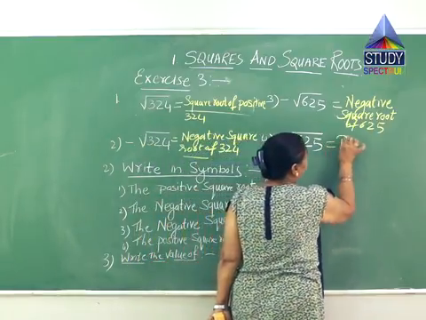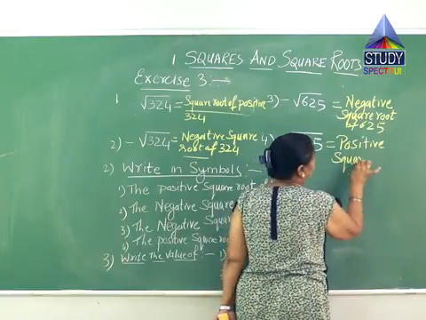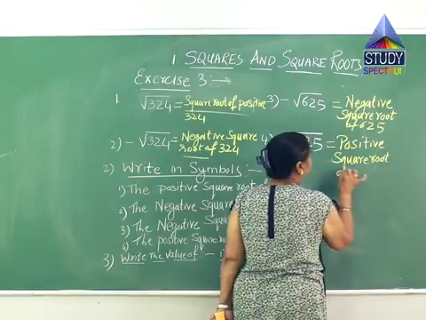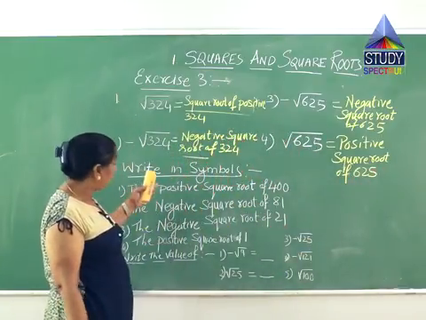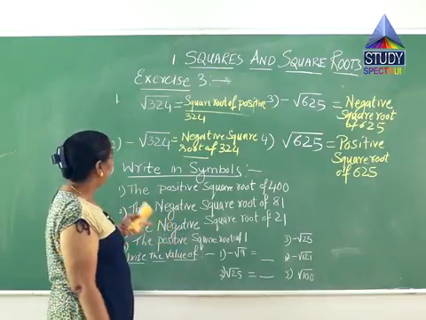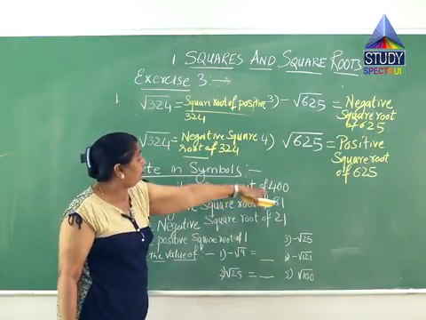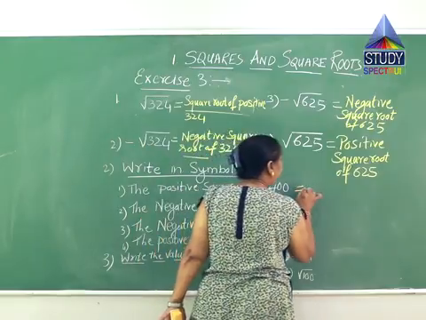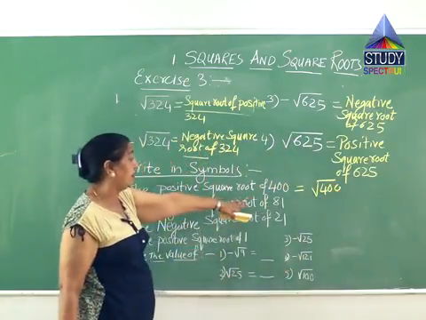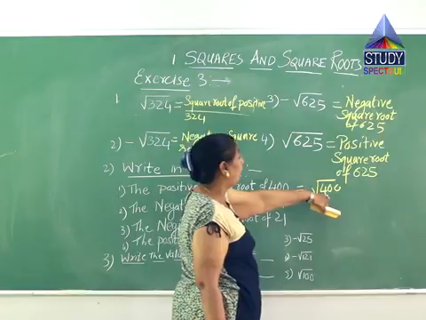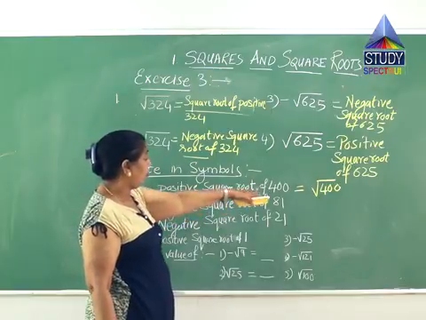So you will read as positive square root of 625. The next question is, it is given in words and you have to write in symbol form. So the first is the positive square root of 400. This can be written without any sign before the root, as positive doesn't carry any sign. So this can be written under this root sign, 400 inside it. That means the positive square root of 400.